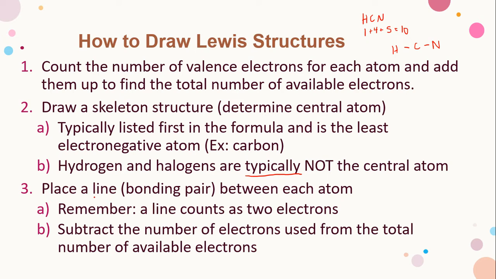Step 3, place a line or a bonding pair between each of the atoms, and that's what I did here. I drew a line here and here to connect the hydrogen and nitrogen to my carbon. And remember, the line counts as 2 electrons. So I started out with 10, and right now I've used 2, 4. So I've used 4 electrons, and I've got 6 left. Again, we're going to subtract that from the total number like I just did.